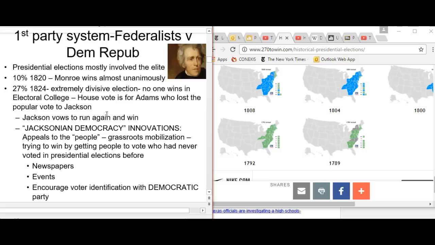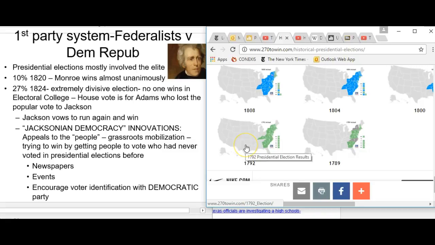Now the first party system, let's look at the first maps here. These are the first two presidential elections when George Washington was pretty much unanimously selected by the Electoral College. And at the end of his second term, George Washington delivered what we call now his farewell address to the nation, very famous speech. And he warned us about two things.